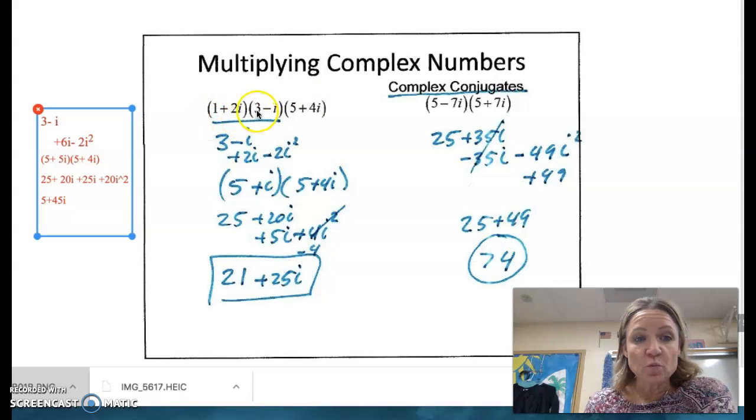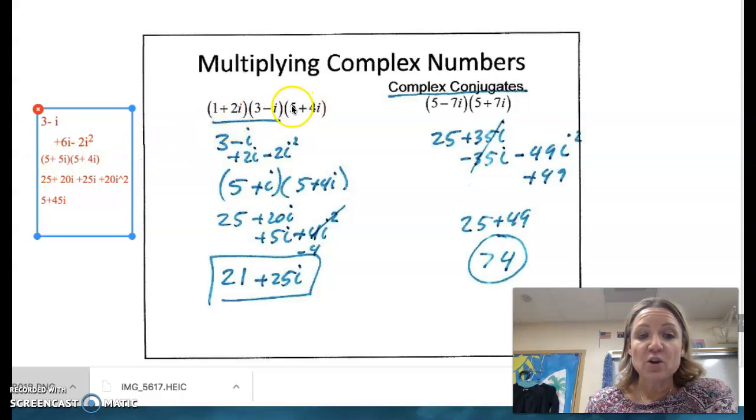So we're going to do first, which is 1 times 3, so we get 3. And then we have outside, 1 times negative i is negative i. Inside is 2i times 3, which is 6i. And then last, 2i times negative i, so negative 2i squared. These two are going to combine, but let's simplify this first. So i squared is negative 1 times negative 2 is 2, and 3 plus 2 is 5, so that's where this 5 comes from. And then negative i plus 6i is 5i. So that all simplifies to 5 plus 5i.